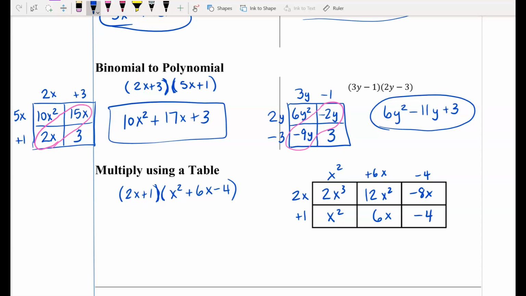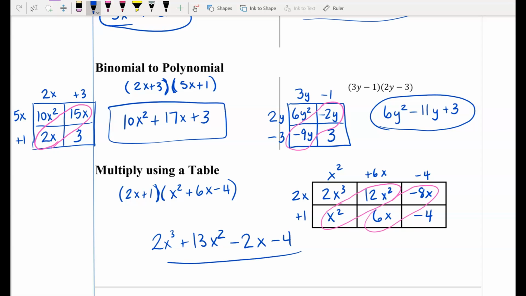Now that I've filled in the box, my multiplication is done, and I'm just combining like terms to simplify. So I don't see any other x cubes, but I see that I have x squares on this diagonal, and I have x's on this diagonal. So I'm going to combine those to get my final answer. I like the standard form where the largest exponent is first, so 2x cubed. 12x squared plus x squared is 13x squared. And then -8x plus 6x is -2x. And then we just have our -4.